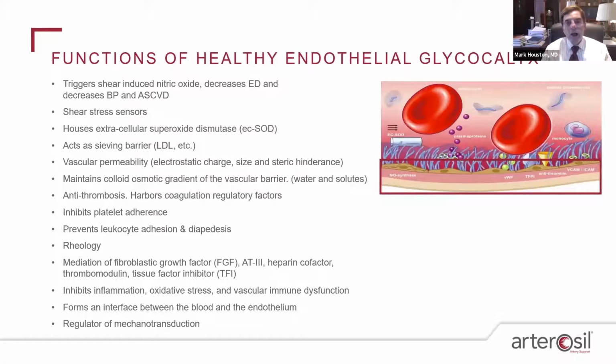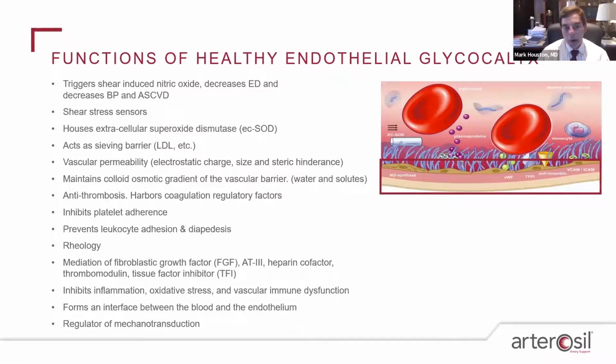Now, the function of the glycocalyx actually is very similar to the endothelium, so it's not that hard to make a pretty smooth transition into understanding the glycocalyx. So it's very important in production of nitric oxide, and therefore it helps to decrease endothelial dysfunction, lowers blood pressure, and reduces atherosclerosis. The shear stress sensors, the superoxide dismutase, serves as a barrier to LDL cholesterol as well as Lp(a). The electrostatic charges also help to hinder vascular permeability.